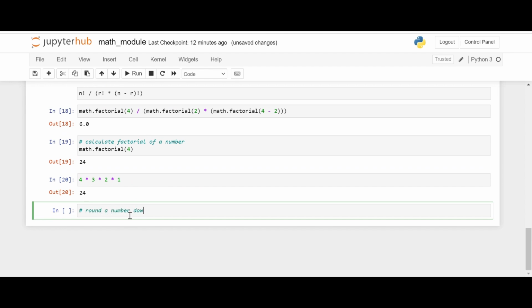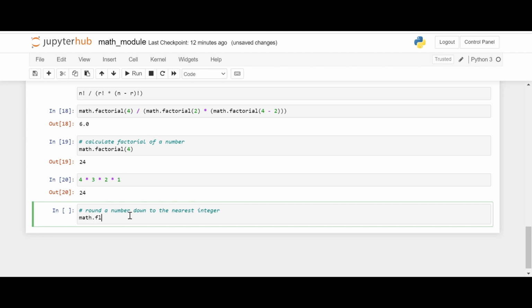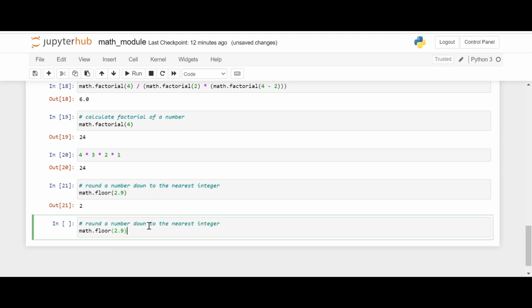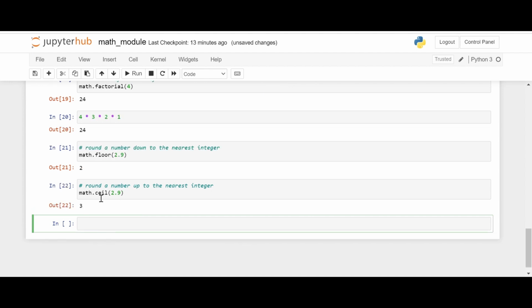Round a number down to the nearest integer. We can use the math module. So the nearest integer is 2, and if you want to do the opposite, instead of down you want to round a number up to the nearest integer, we have to use the ceil. In that case, the nearest integer, it is rounding up and the other is rounding down.